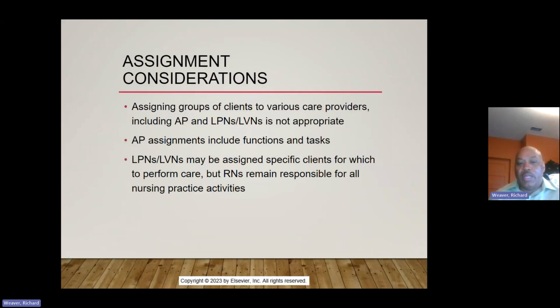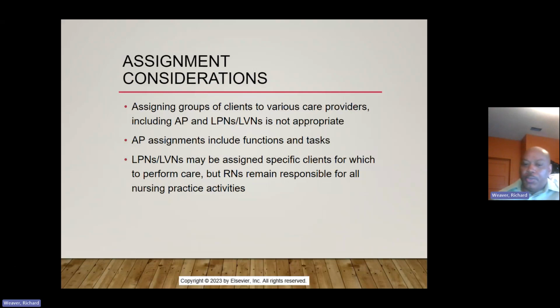The LPN or the LVN may be assigned specific patients for whom to perform care, but the RN remains responsible for all nursing practice activities, including patient assessment, care planning, and also patient teaching.